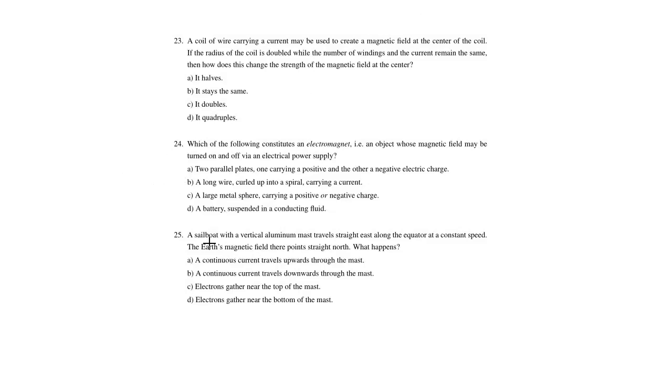Okay, 25, the last one of the multiple choice section. A sailboat with a vertical aluminum mast travels straight east along the equator at a constant speed. So visualize this, and think 3D. If I look at it from above, I could draw north, south, west, east, and then I would look at the boat from above so that the mast would stick out towards me.